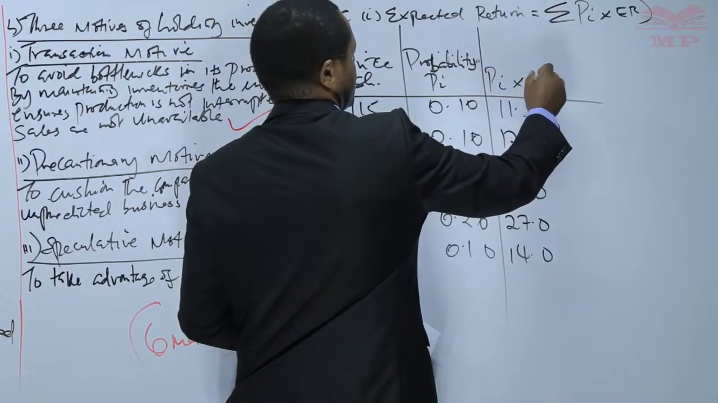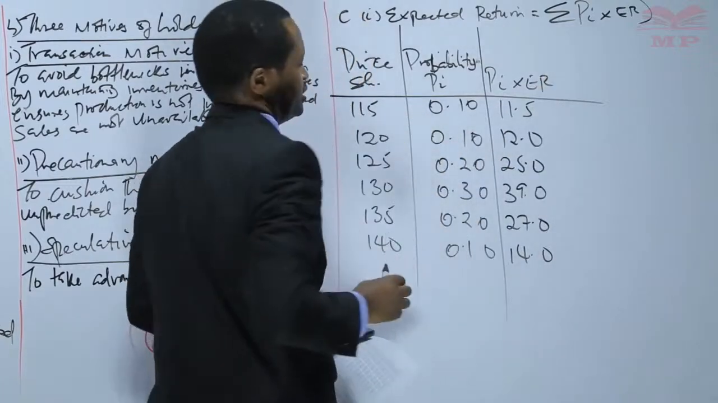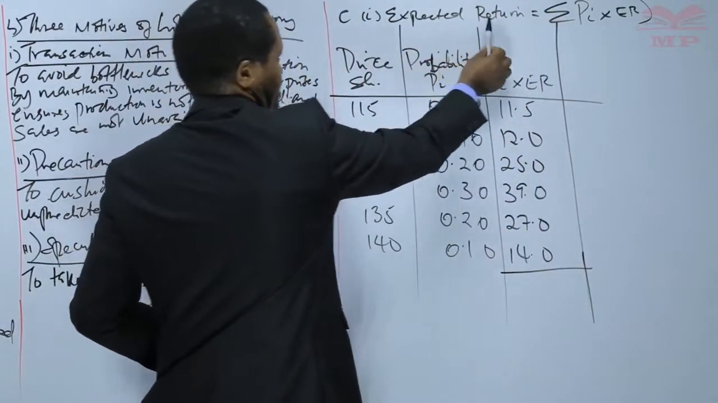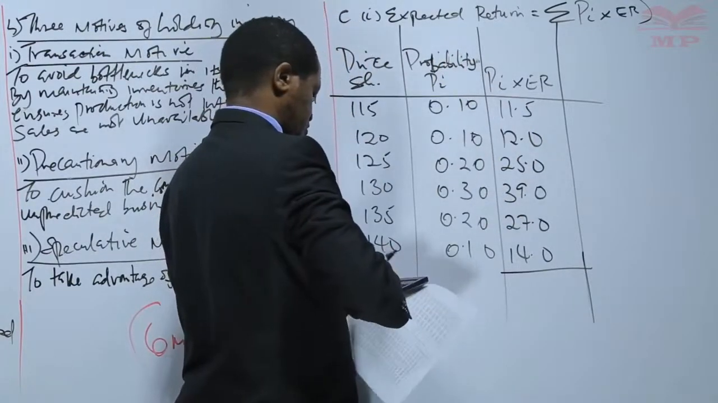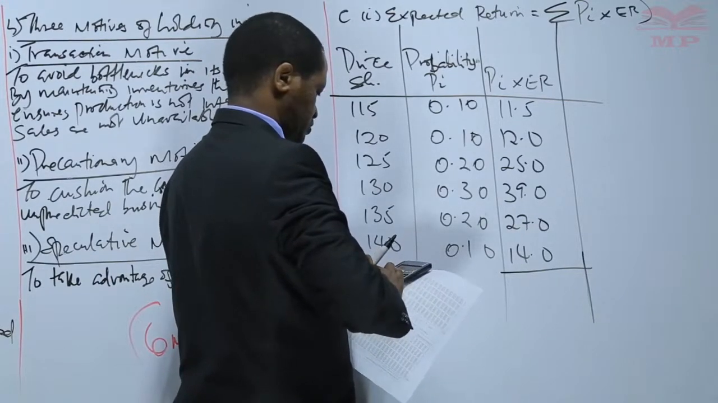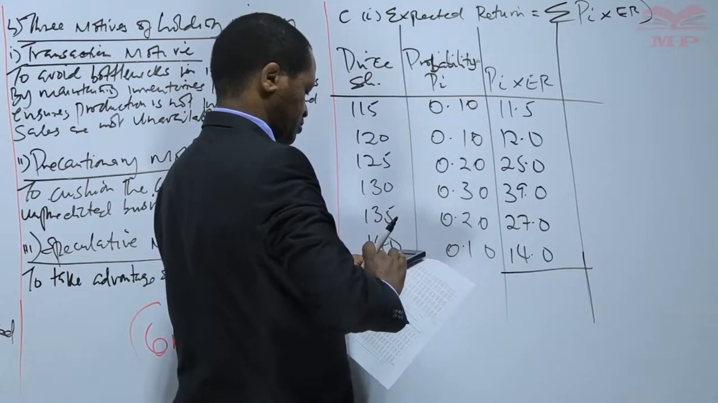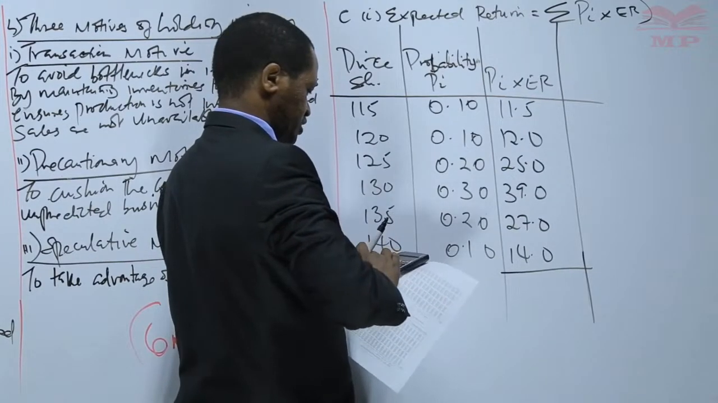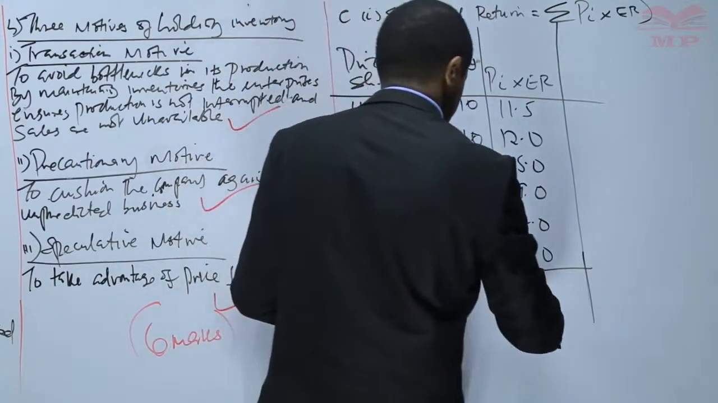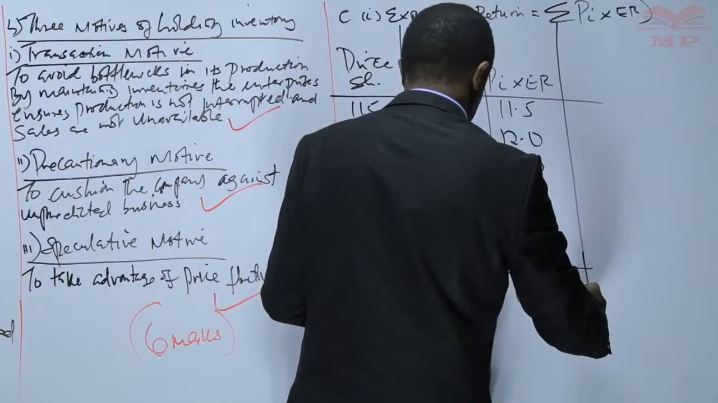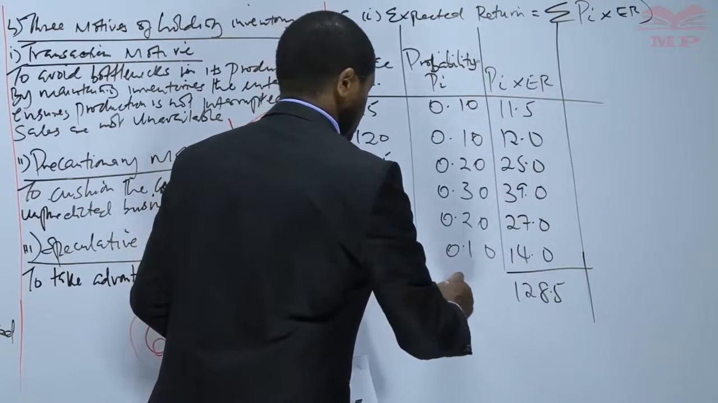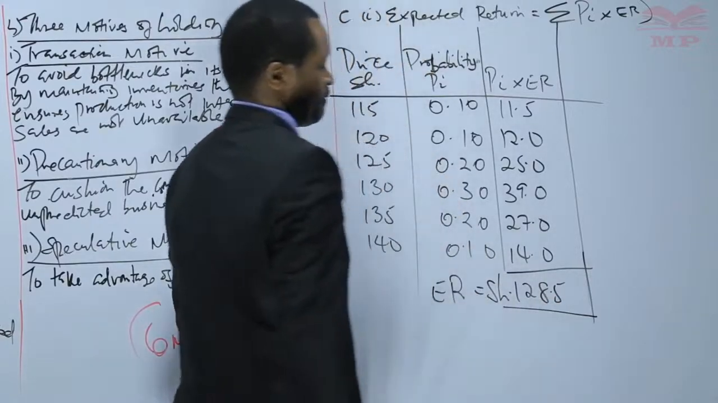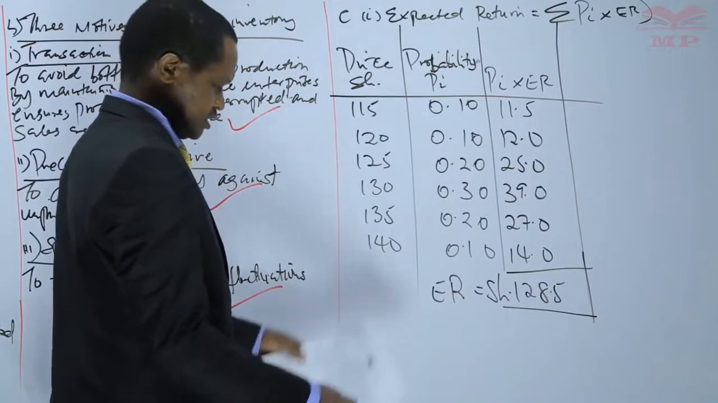times expected return. It's expected return. So we will get the summation, and that will be the expected return. So we'll sum 11.5 plus 12 plus 25 plus 39 plus 27 plus 14 is equal to 128.5. So the expected return is equal to 128.5 shillings.